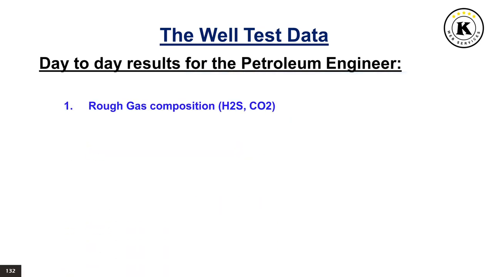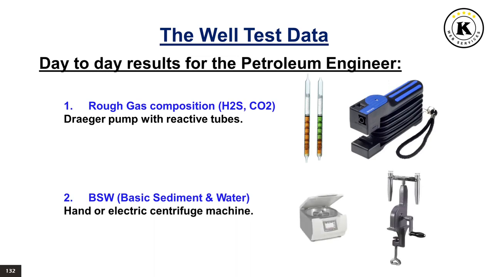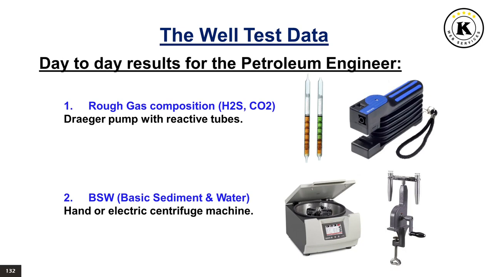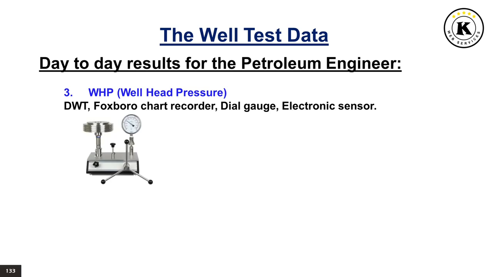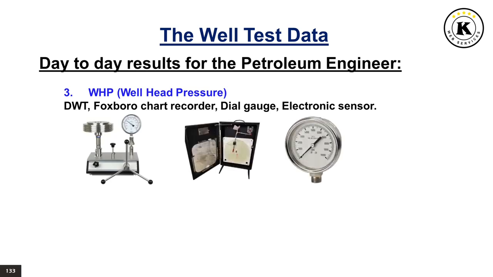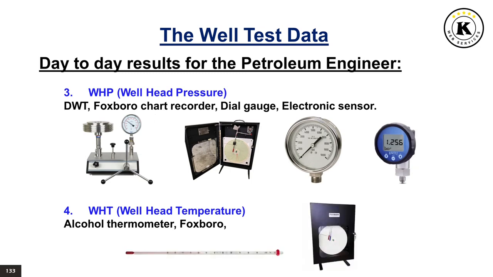1. Rough gas composition, H2S and CO2. Taken using Draeger pump with reactive tubes. 2. BSW, basic sediment and water. Taken using hand or electric centrifuge machine. 3. Wellhead pressure. Taken using dead weight tester, Foxborough chart recorder, mechanical dial pressure gauge, or electronic pressure sensor. 4. Wellhead temperature. Taken using alcohol thermometer, Foxborough temperature recorder, or electronic temperature sensor.